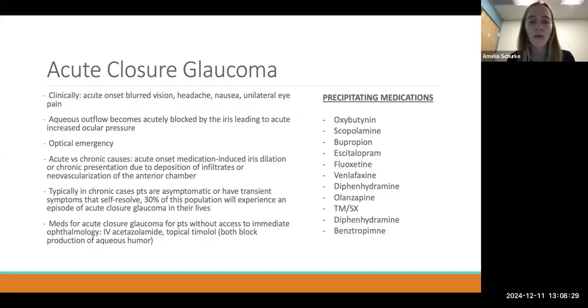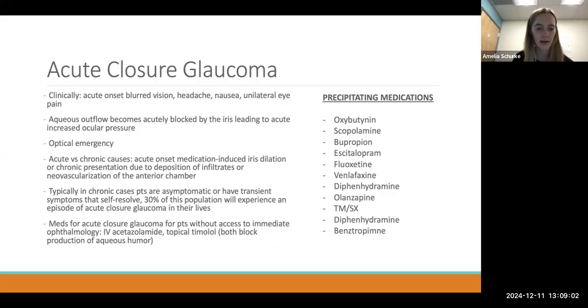Acute closure glaucoma is an ophthalmologic emergency and differs from primary open-angle glaucoma, which is what I was just talking about, in that clinically the onset is immediate and acute, and patients will experience blurred vision, headache, nausea, and unilateral eye pain. It can have acute or chronic causes. Acute causes are oftentimes medicines, which are listed on the right, and there's a bajillion of them that we use every day, which is kind of scary.